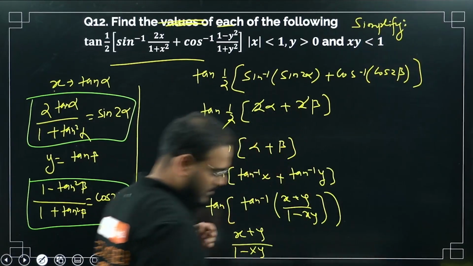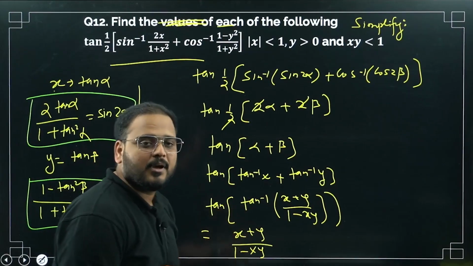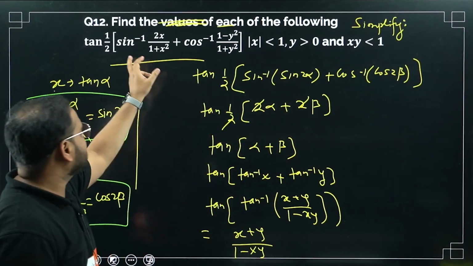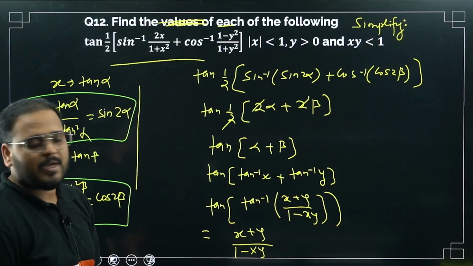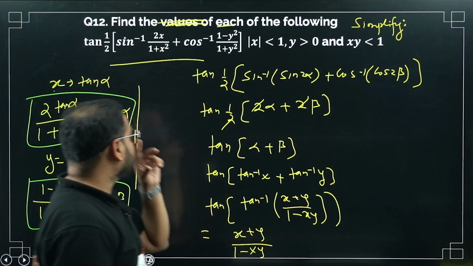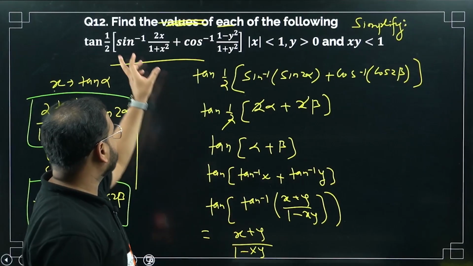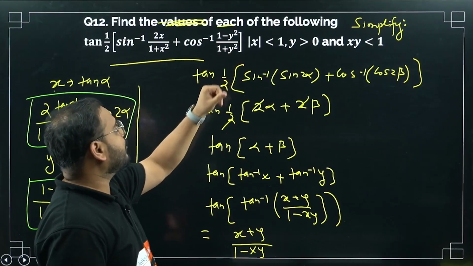Please change this. Typing error. I think it's a mistake in the place that I have taken the question from. So please check this. Simplify is the question statement. We simplified this question to be x plus y upon 1 minus xy. Check here. Tan of 1 by 2 sin inverse of 2x upon 1 plus x square, plus cos inverse of 1 minus y square upon 1 plus y square.